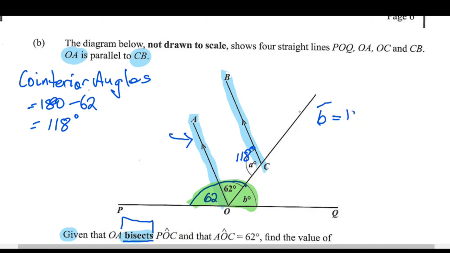So if you want to find angle B, you could add these two angles and take it from 180. And that will give us about 56 degrees. So angle B is 56 degrees.